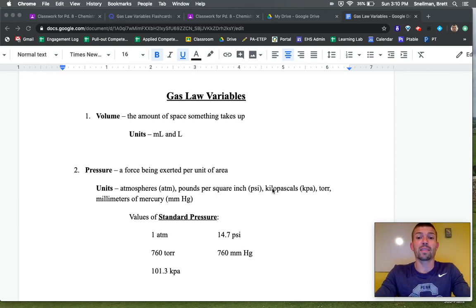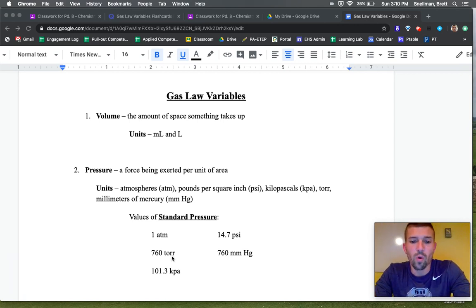The other one is kilopascals. That is the metric way to measure pressure. We're not going to talk a lot about that. And then you have torr and millimeters of mercury, right? Without going into too much detail, basically that's the amount of pressure that is exerted in our atmosphere. So if you had a barometer, which is a tool that measures pressure, and you set it up, the atmospheric pressure would push the mercury up a tube 760 millimeters. I don't want to get too much into that.